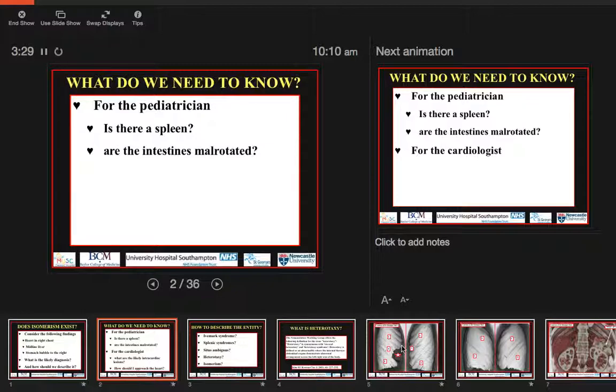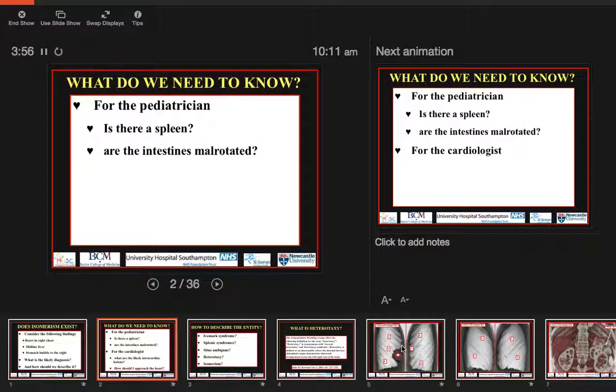If you are a pediatrician, and primarily you are concerned with what's going on in the whole body, your first thought will be, is there a spleen? Are these combinations going to impact the influence of infection? If it is a neonate and you find these things, you're going to be particularly worried to know whether or not the intestines are malrotated.